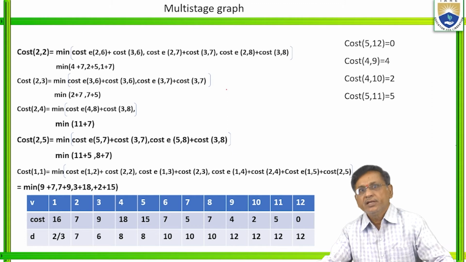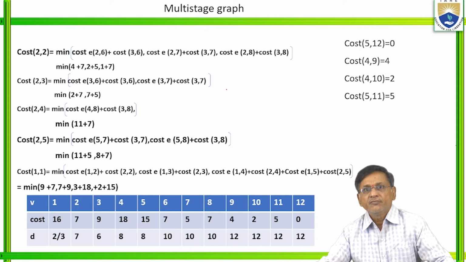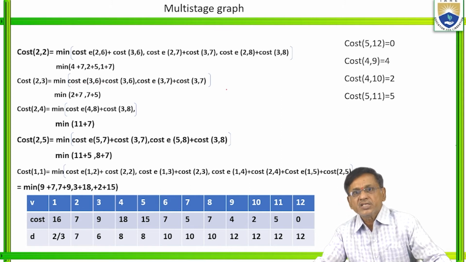Now corresponding to the cost of an edge 2 to 5 is equal to cost of an edge 5 to 7, which is 11, plus cost of vertex 7, which is 5, and the other one is cost of an edge 5 to 8 plus cost of vertex 8, that is 7. That means 11 plus 5 is 16, 8 plus 7 is 15. In that the minimum is 15, that is corresponding to the vertex 8. That is corresponding to the destination 8. So corresponding to the 5, the cost is 15 and the destination is 8.